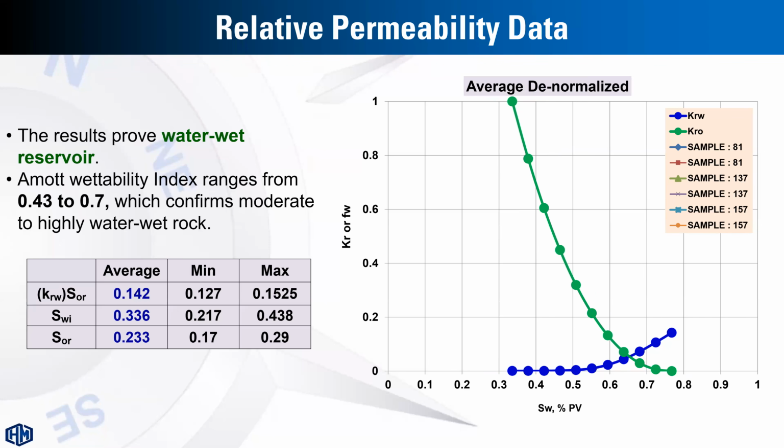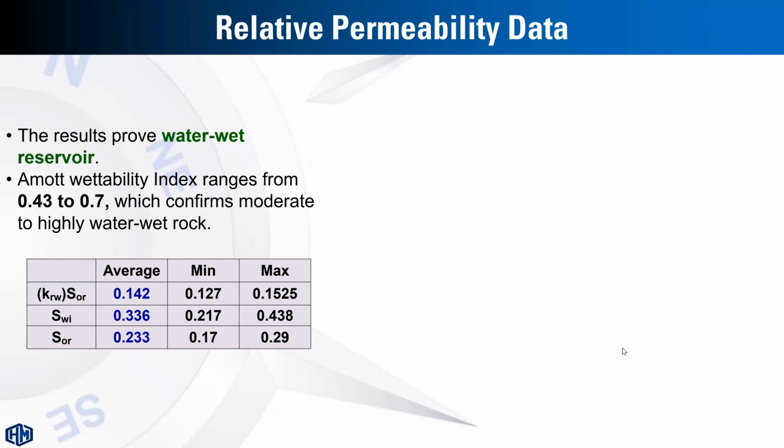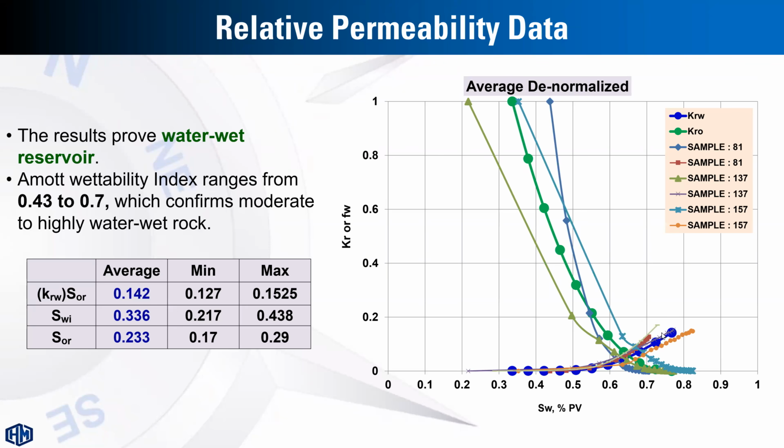In this example, as you can see, we have 3 different core samples, and these 2 curves in bold yellow, blue, and green are the average curves representing all of these 3 blocks. They are matching the SWI, SOR, KRW at SOR, and KRO at SWI.